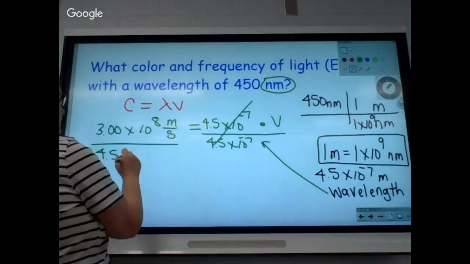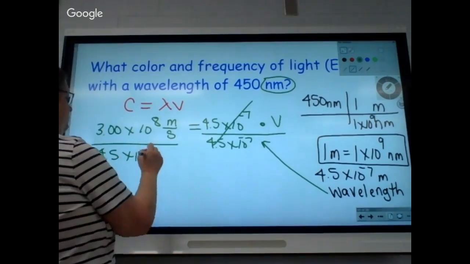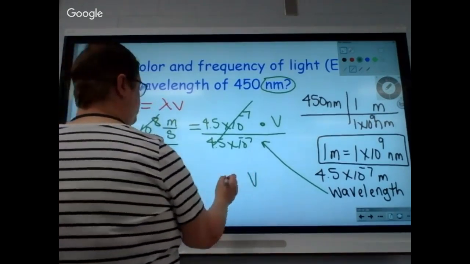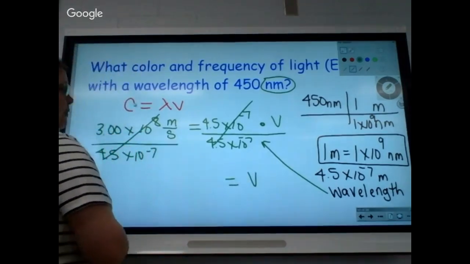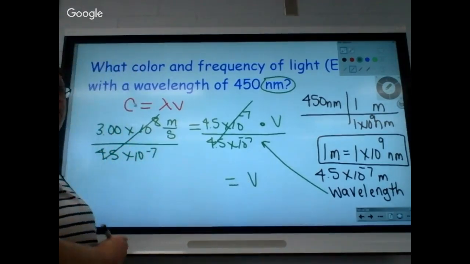4.5 times 10 to the negative 7th on this side. Really tired of this already. You need to get some- Don't care. Wow. So what do we get?